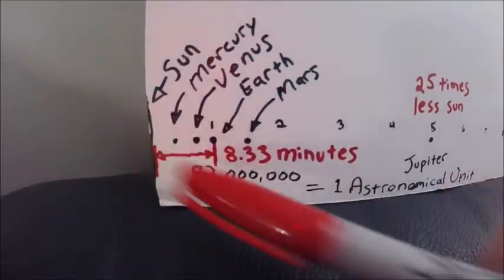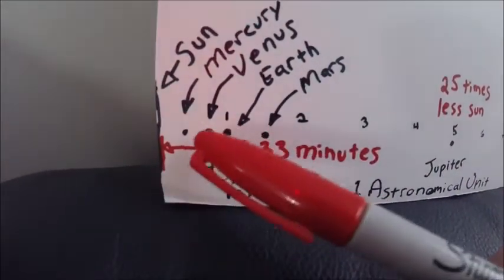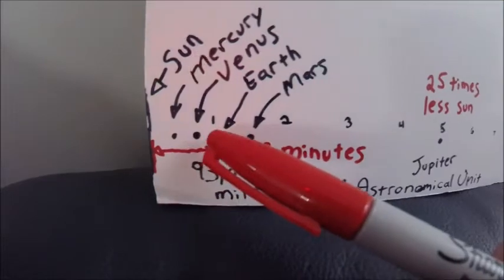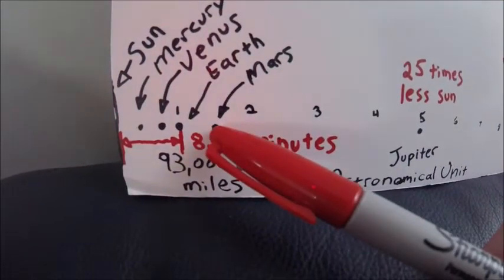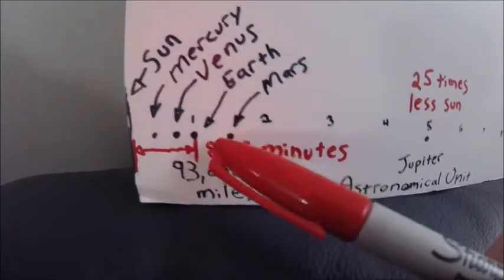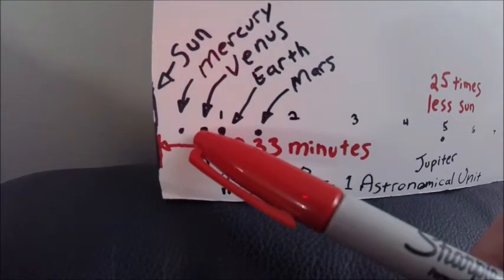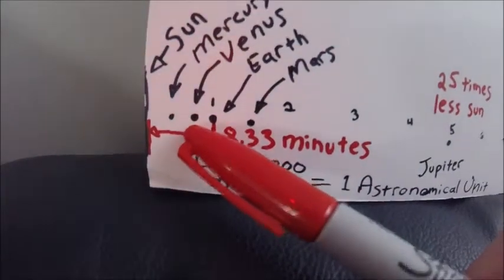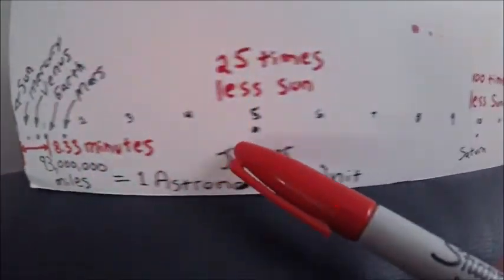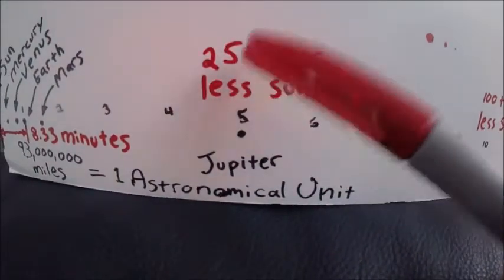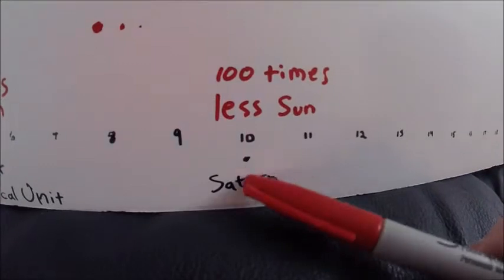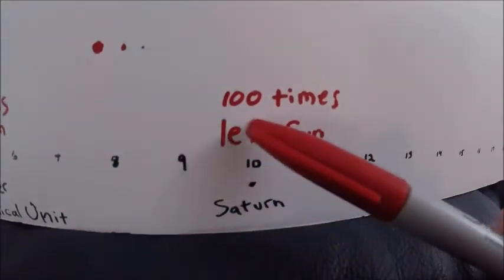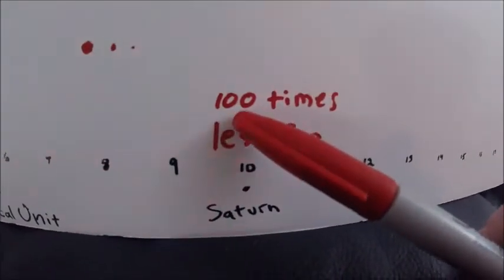This is the Sun in here. Venus is at 0.72, Mars is at 1.5, so Mars receives half as much light, or 1/4 as much light as Venus. But where's Jupiter? It's 5 astronomical units, 25 times less Sun. Saturn is 10 astronomical units. It's receiving 100 times less Sun.